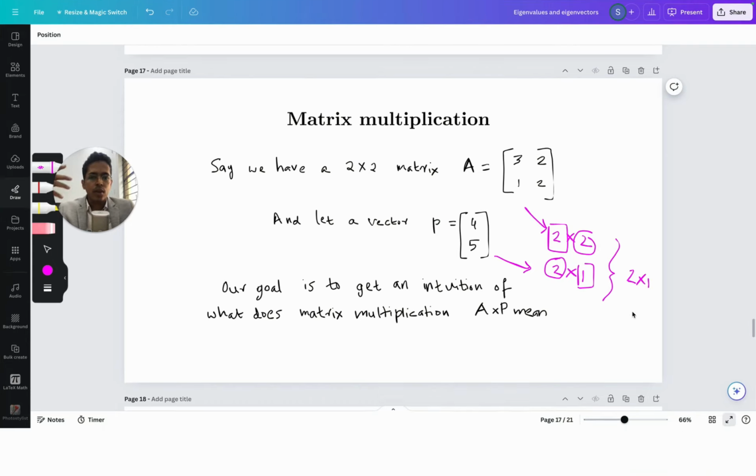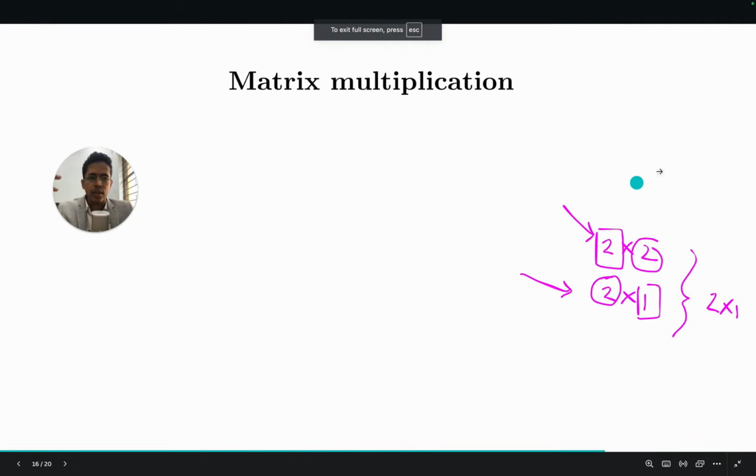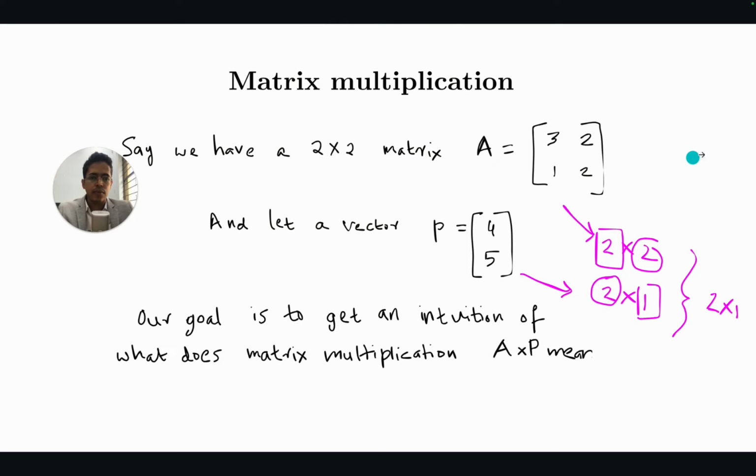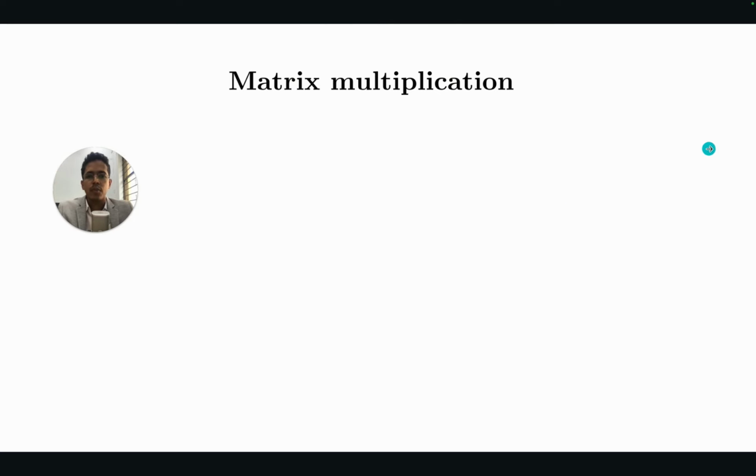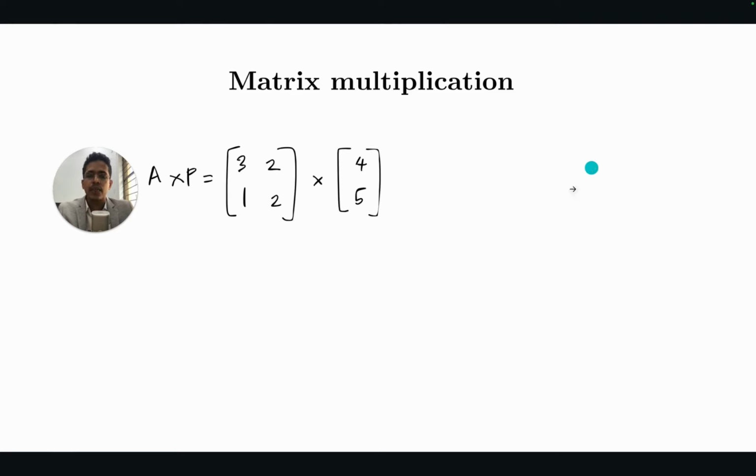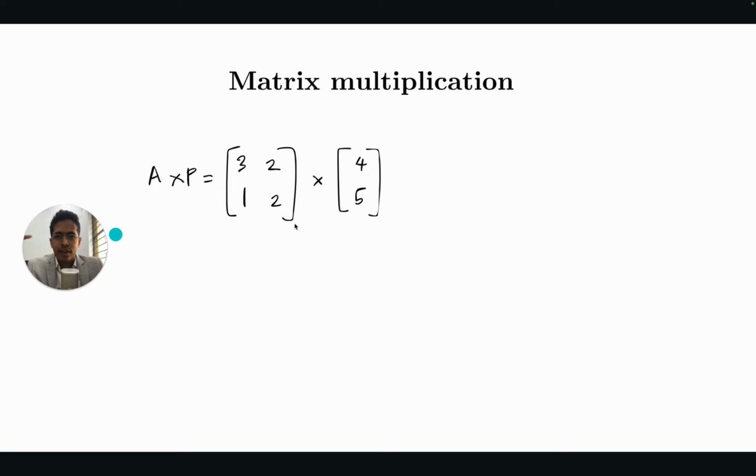But we are not interested in finding out the result. Of course, that part is easy. You're already familiar with that. But we are more interested in the meaning of matrix multiplication in the context of linear transformation, and why we are calling a matrix multiplication a linear transformation.